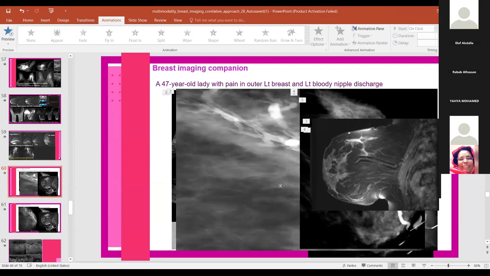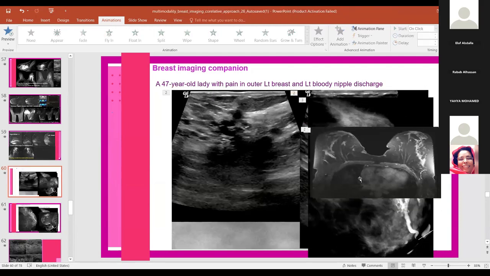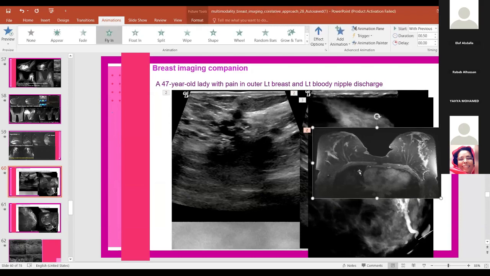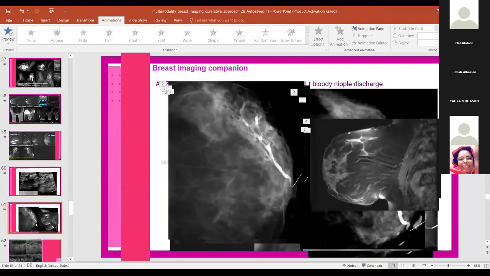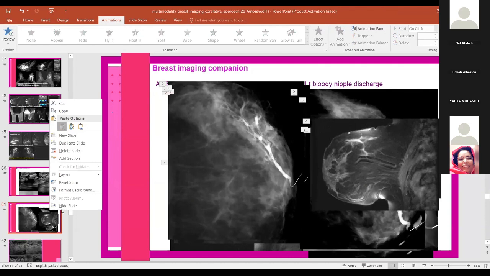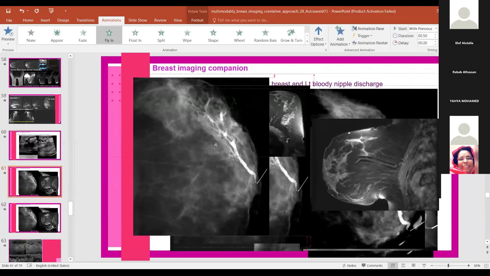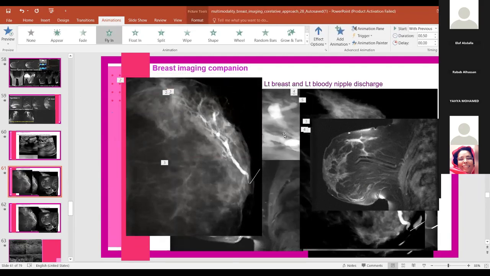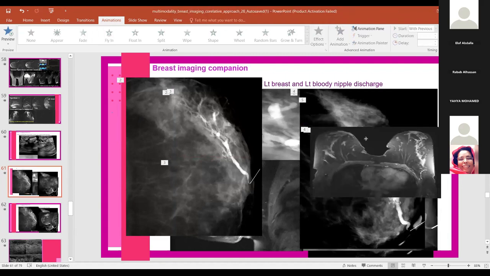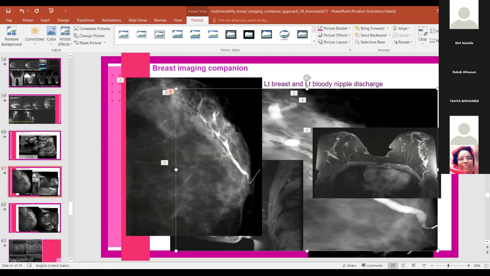If it works, yes, to show an ultrasound, because it was not. That is the ultrasound, okay? And here we can see, yes, here we can see.